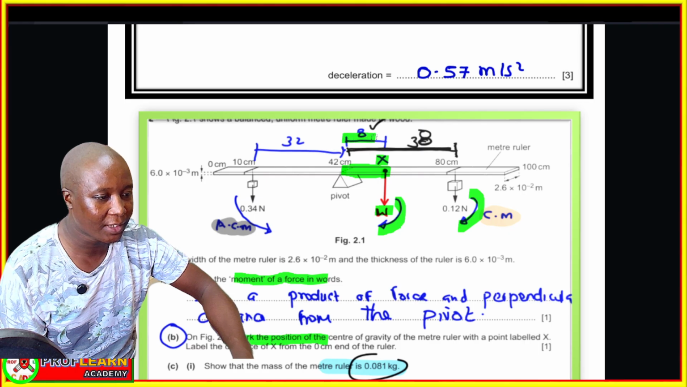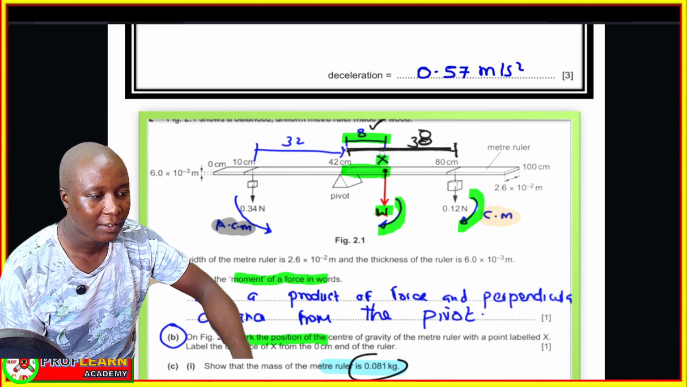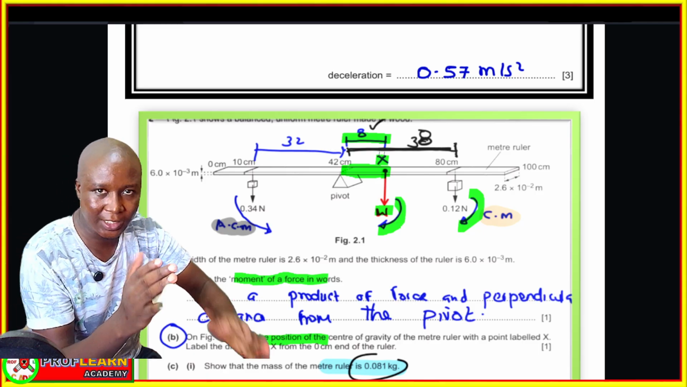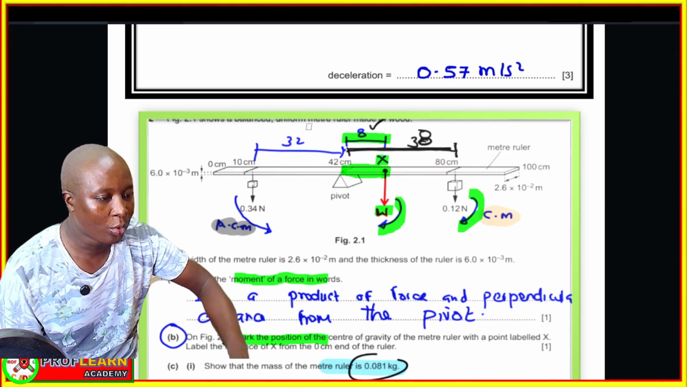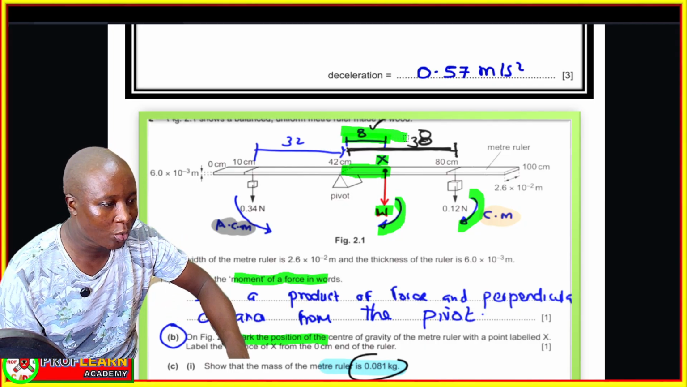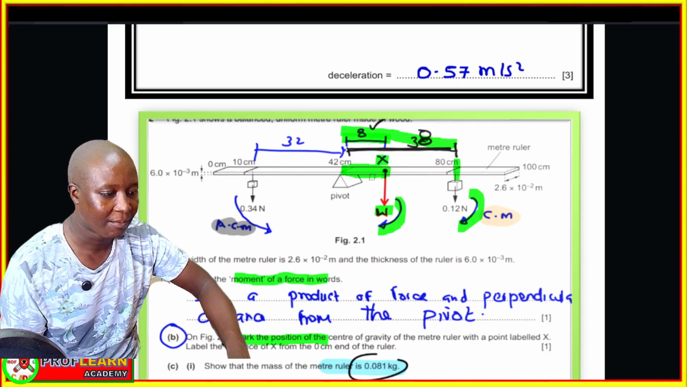And what distance is it? 8, because this is 42 and this is 50. So the distance between that is going to be 8. Number 2, the distance from the pivot to where the mass was placed at the 80 centimeter mark, from 80 to 42, what's the distance?